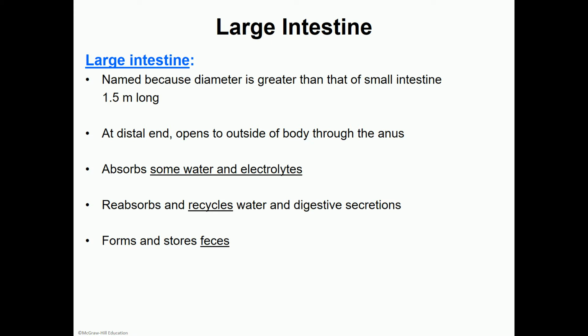There is some absorption that happens, just a little bit of absorption of electrolytes and water, very minimal in its digestive abilities. It can and it does reabsorb and recycle some of the water and digestive secretions, so we don't really lose them. Again, the body is kind of a conservative being, and it doesn't like losing a lot of its bile salts or digestive enzymes. The body tends to recycle them through being absorbed through the large intestine. The large intestine's main function, though, is to form and to store feces, as a step towards defecation.